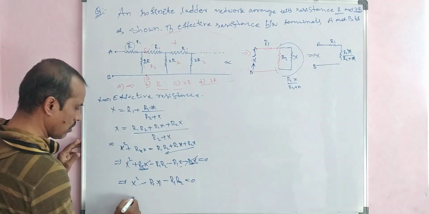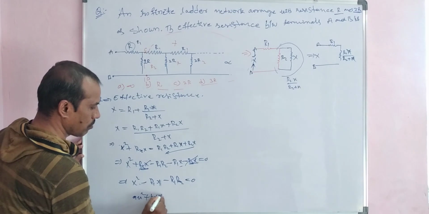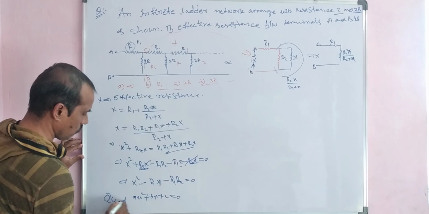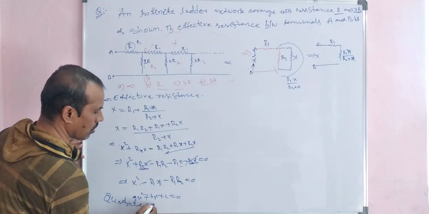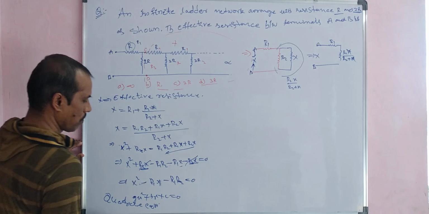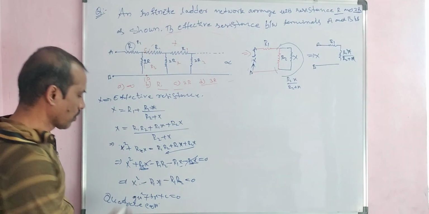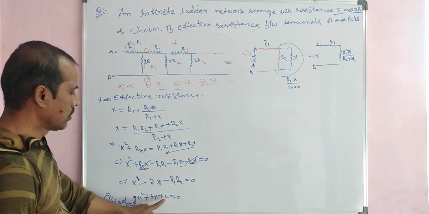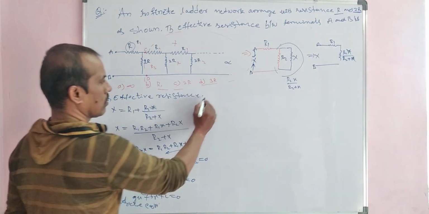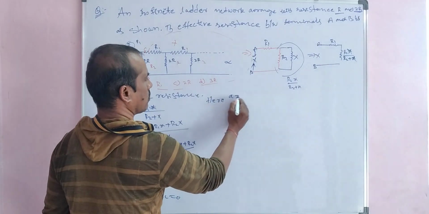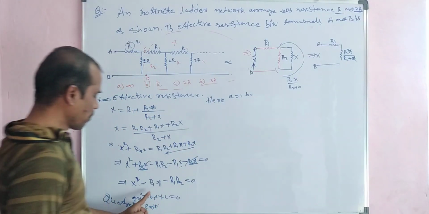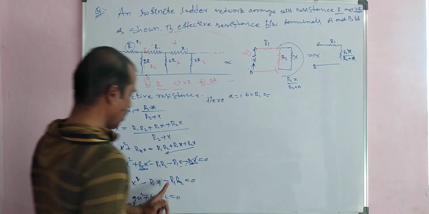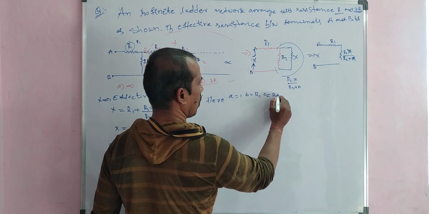This equation, compared to x square plus bx plus c equal to 0, is a quadratic equation. Comparing, a is equal to 1, b is equal to minus R1, and c is equal to minus R1R2.